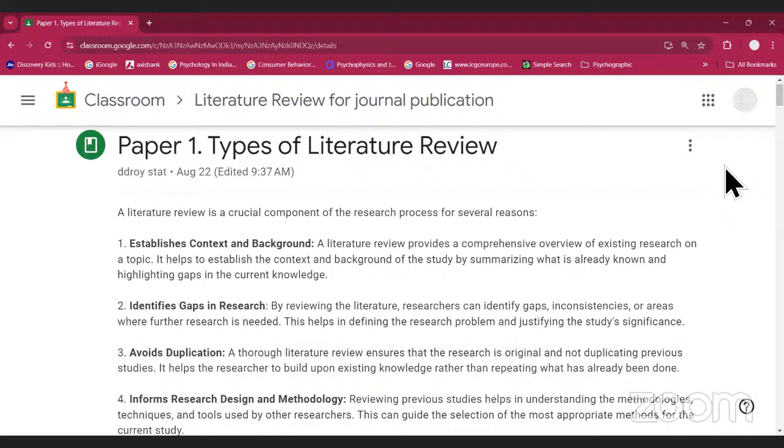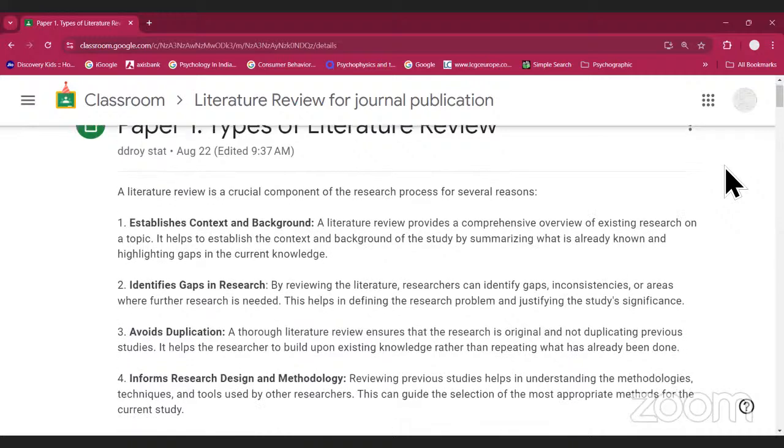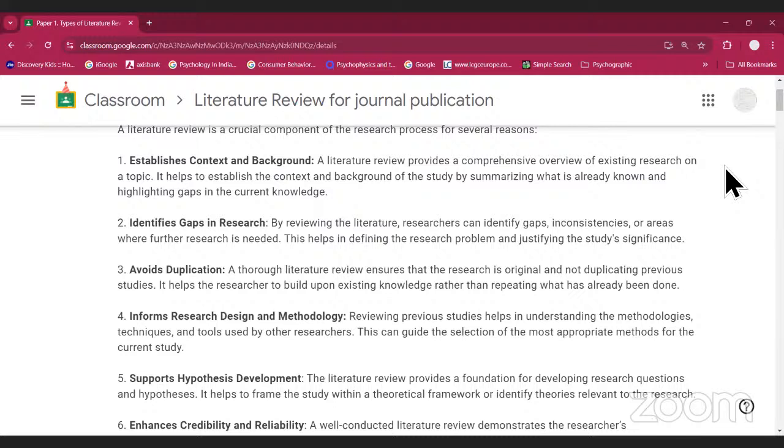Number 2, identifies gaps in research. By reviewing the literature, researchers can identify gaps, inconsistencies, or areas where further research is needed. This helps in defining the research problem and justifying the study's significance. Number 3, avoids duplication. A thorough literature review ensures that the research is original and not duplicating previous studies. It helps the researcher to build upon existing knowledge rather than repeating what has already been done.